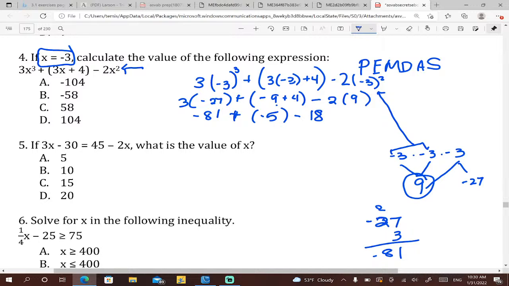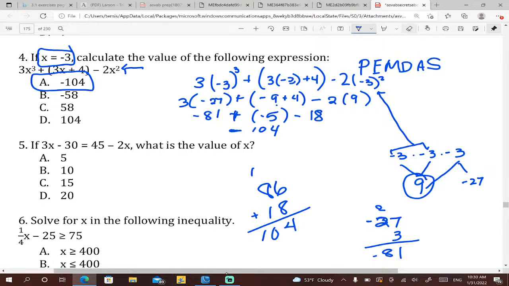All right, so the only operations we have are negatives and positives, so we can go just straight left to right. So we got a -81 plus a -5 plus a -18. So they're all negative. They're going to continue to be negative because it's not multiplication. So 81 and 5 is 86. 86 and 18 is 104, so that's -104. So that's answer choice A.